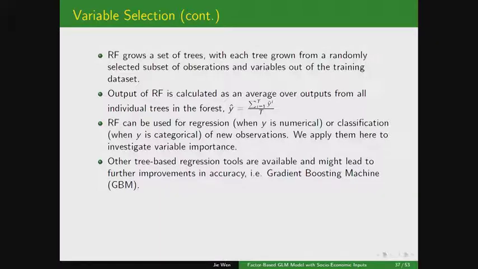That means all of the trees are different. They are based on different observations and different variables, which means they are not highly correlated, which reduces the overfitting risk to a great extent. And the output of the random forest is just an average of the output of each individual tree. We average over the whole forest.